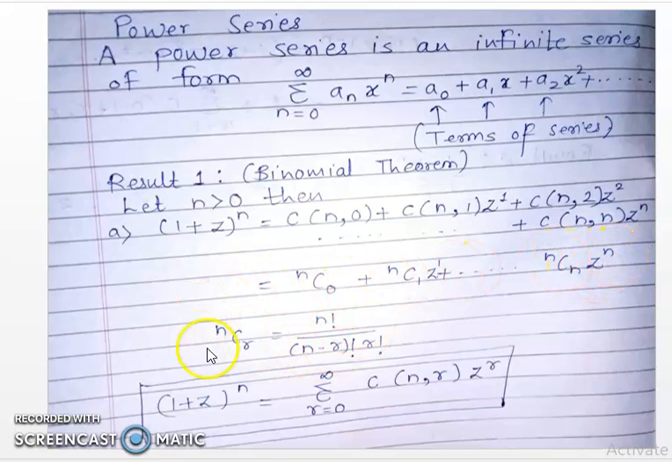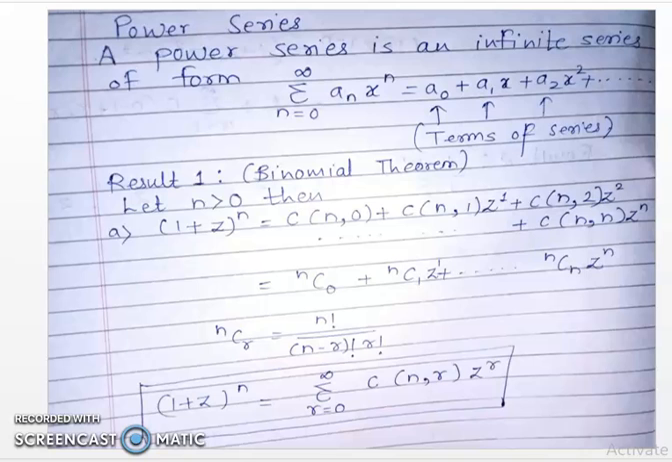The combination formula is nCr equals n factorial divided by (n minus r) factorial into r factorial. Therefore the value of (1 + z)^n is equal to the summation of r equal to 0 up to infinite terms of combination of n comma r into z raised to power r. Using the first binomial theorem, we can write (1 + z)^n as the summation over r from 0 to infinity of C(n, r) z^r.